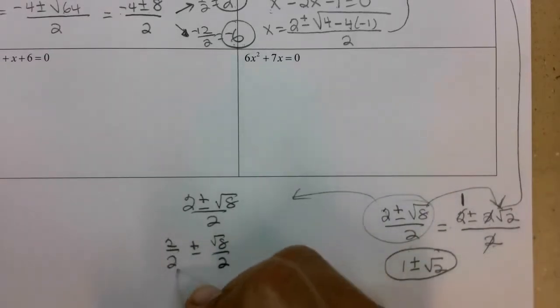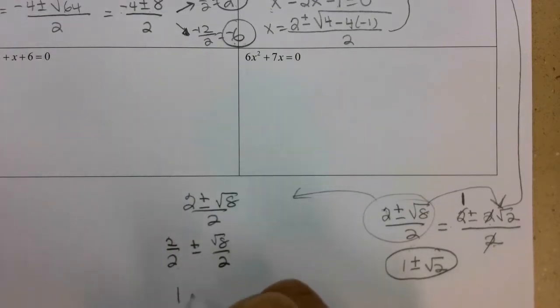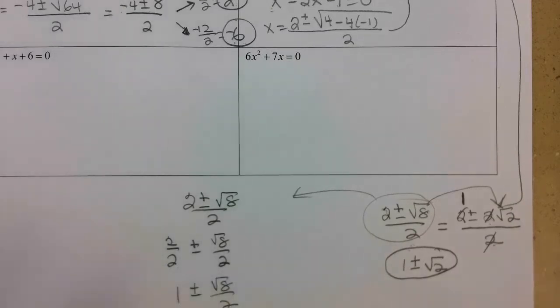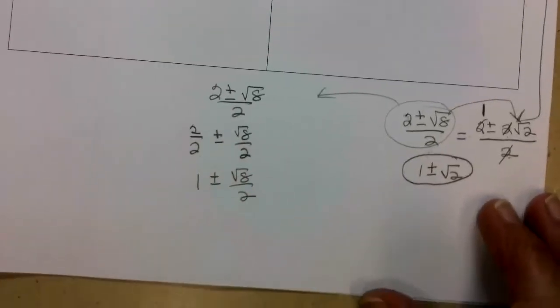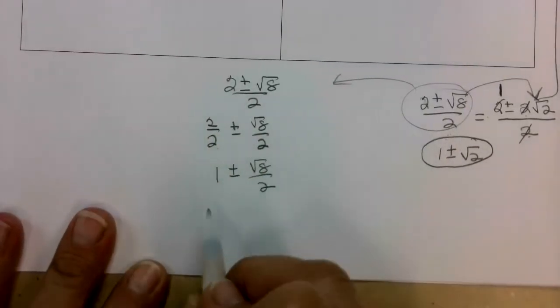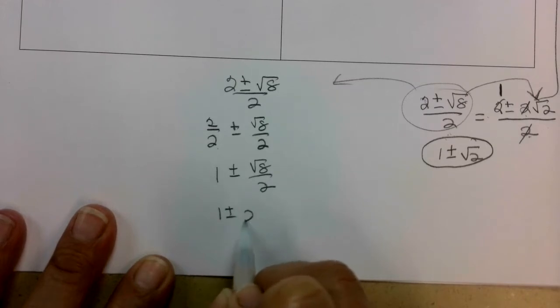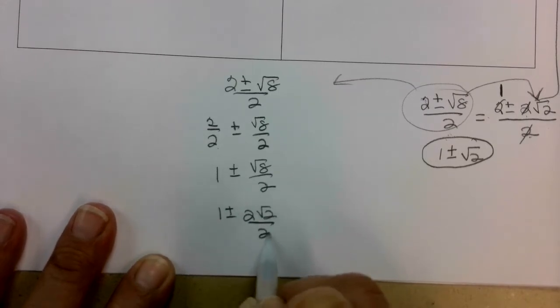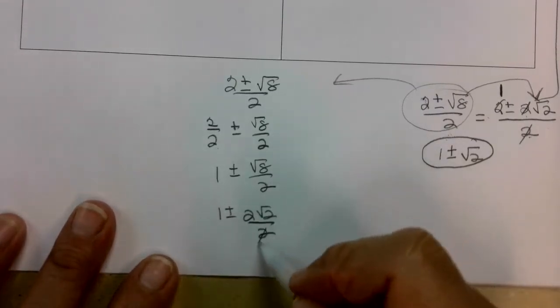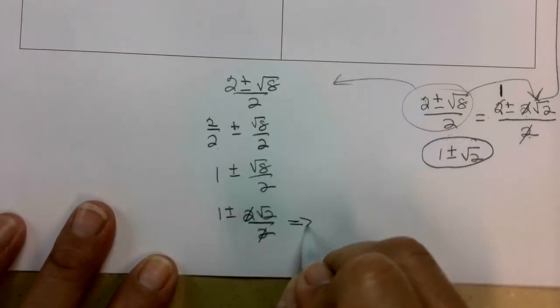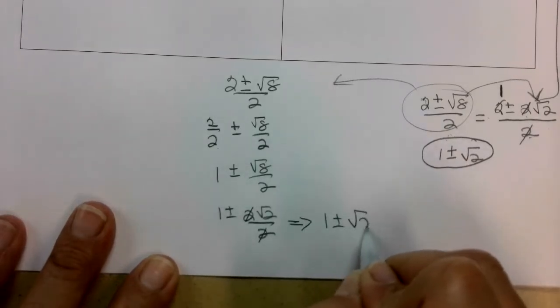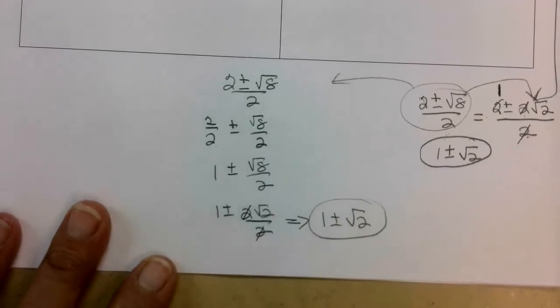Okay. 2 over 2, that is 1. So 1 plus or minus square root 8 over 2. Perfectly fine answer. And now we could simplify the square root 8 part. So 1 plus or minus 2 square roots of 2 over 2. And cancel the 2's there. 1 plus or minus the square root of 2.